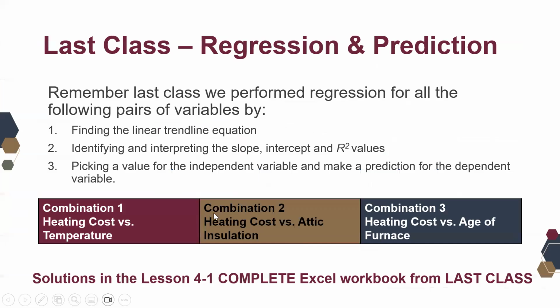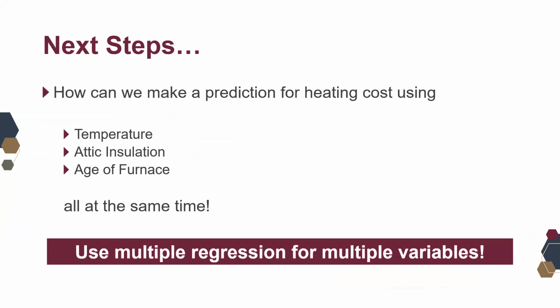So that's where multiple regression comes in. Wouldn't it be good to be able to say, instead of trying to predict the cost to heat your home based on temperature, and then doing it all again to predict cost to heat your home based on attic insulation, then do it all again to predict cost to heat your home based on age of furnace? Wouldn't it be good if we could make a prediction for the heating cost based on all of these three things at the same time? And that's what multiple regression is for.